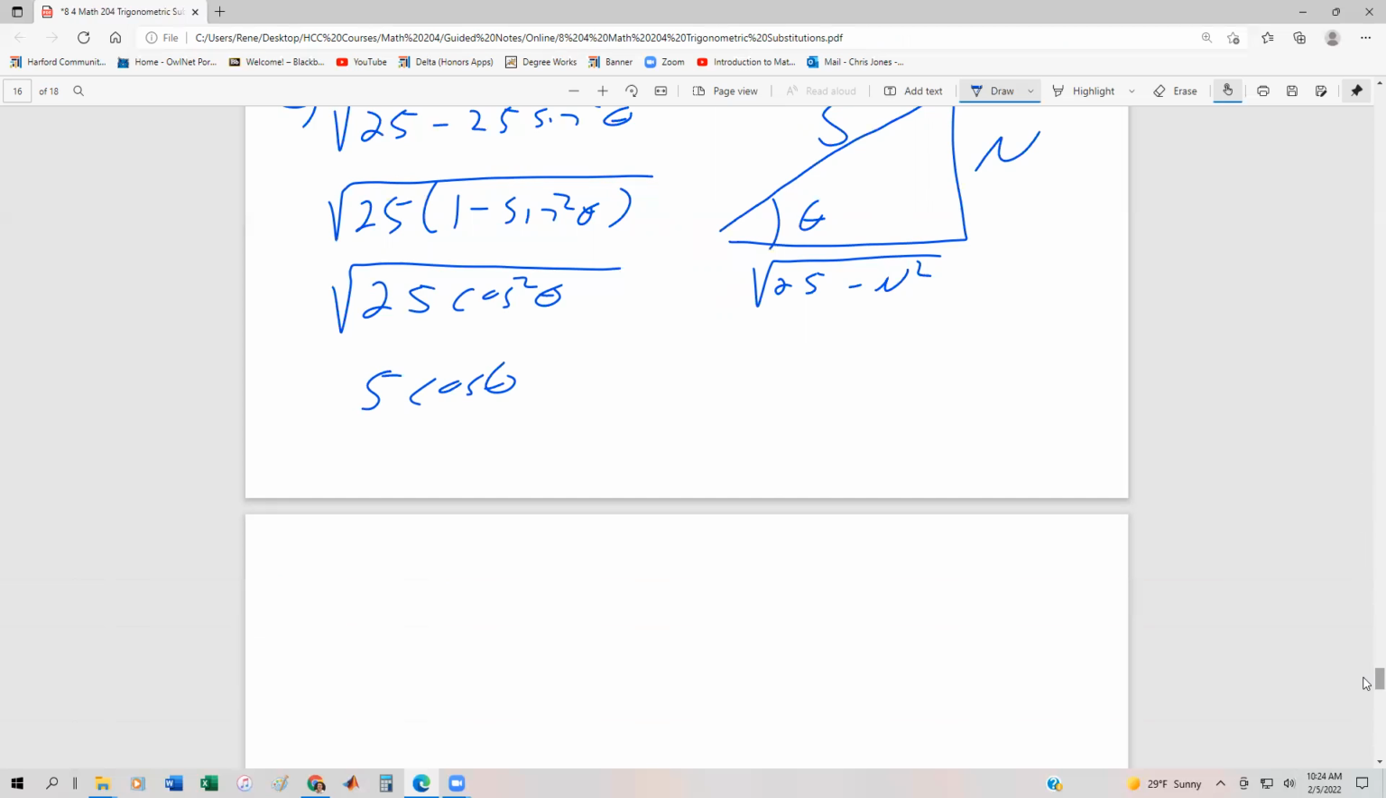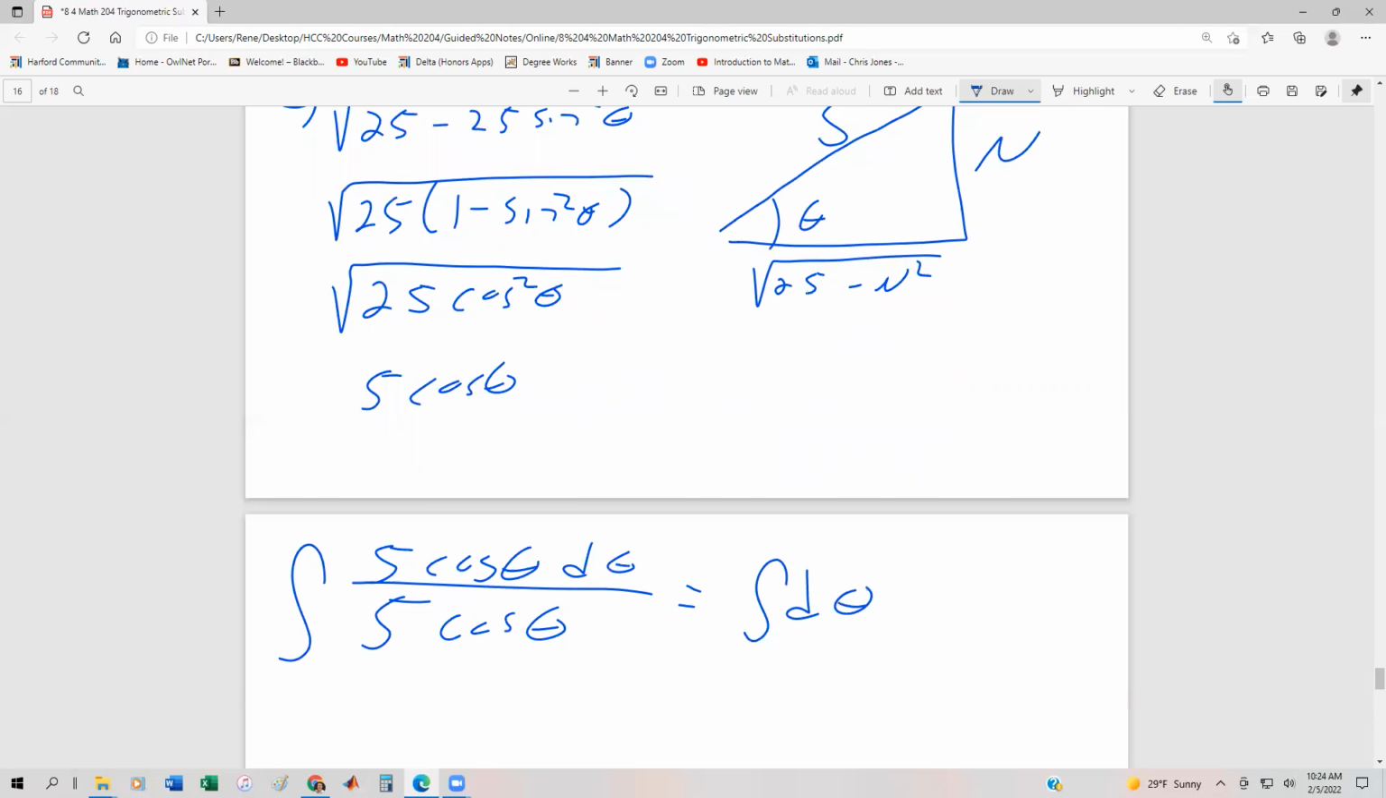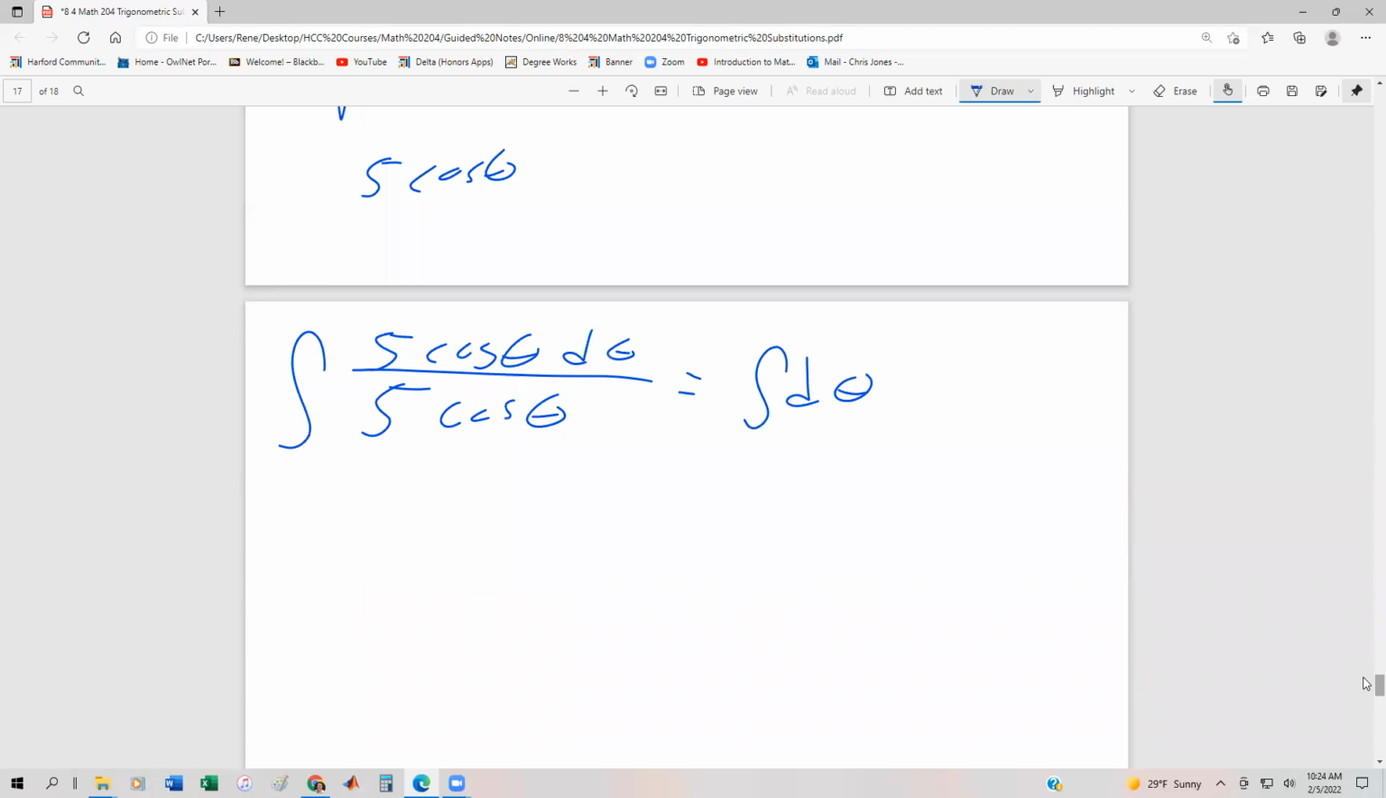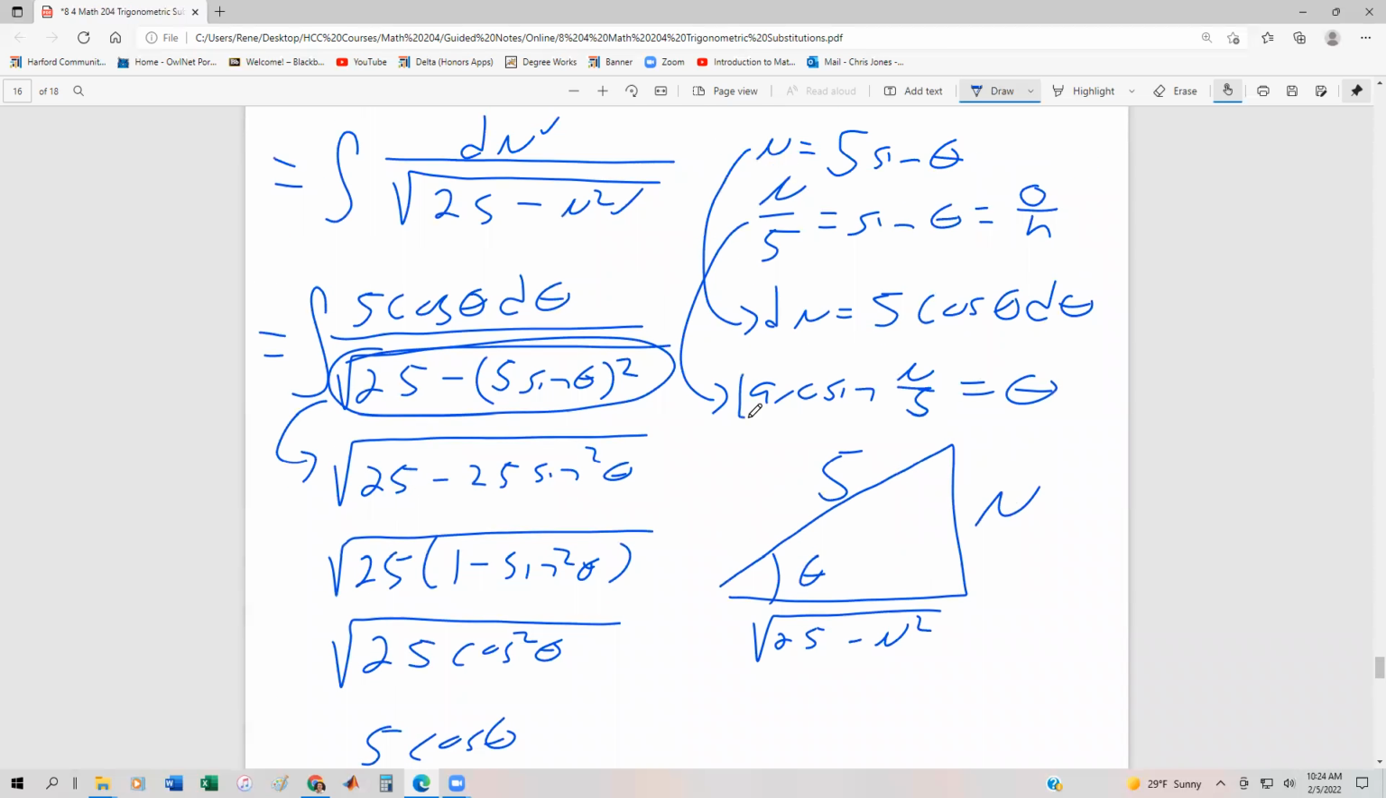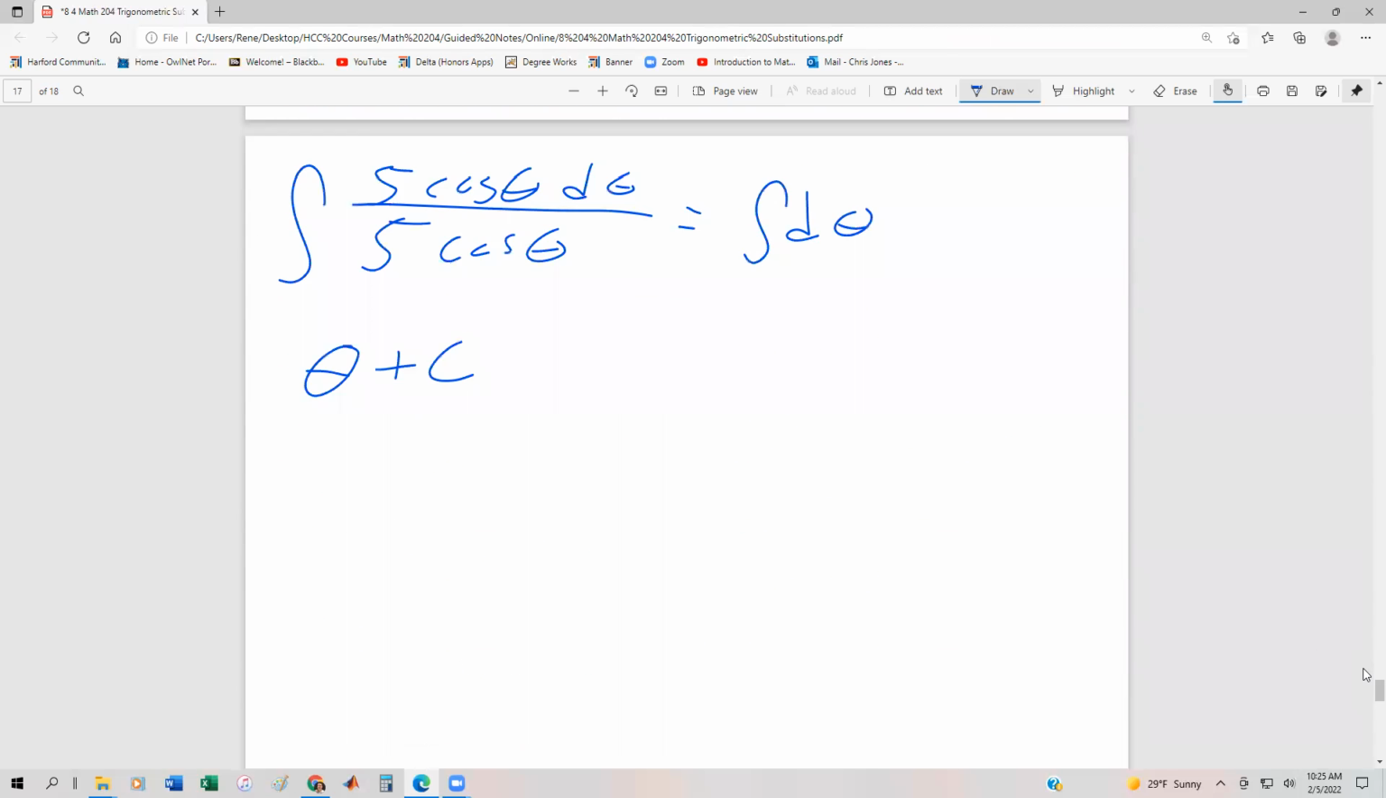So our new integral is going to become 5 cos of theta d theta, and then we just showed that the denominator is also going to be 5 cos of theta. And so we reduce this and we just get the integral of d theta, which is really nice. We know that the antiderivative is going to be theta plus c. And this is a problem where it was good that we were able to go back and solve for theta in terms of u. So theta is our arcsine of u over 5 plus c.